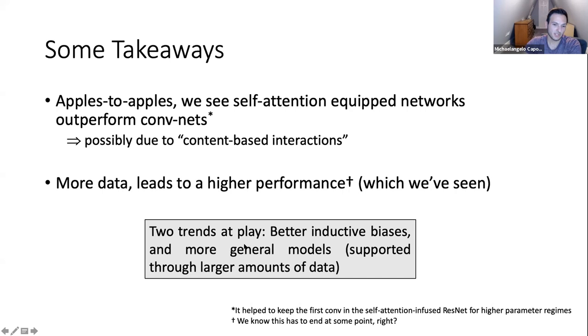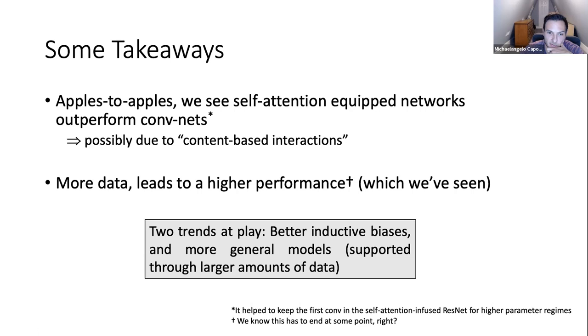So there's something here, which is that you basically have two trends at play. You change the inductive biases of your network, and then you make more and more general models. But these general models have to be supported with larger and larger amounts of data. So we know that this has to end at some point, in terms of just throwing more data at it and making the models more general.